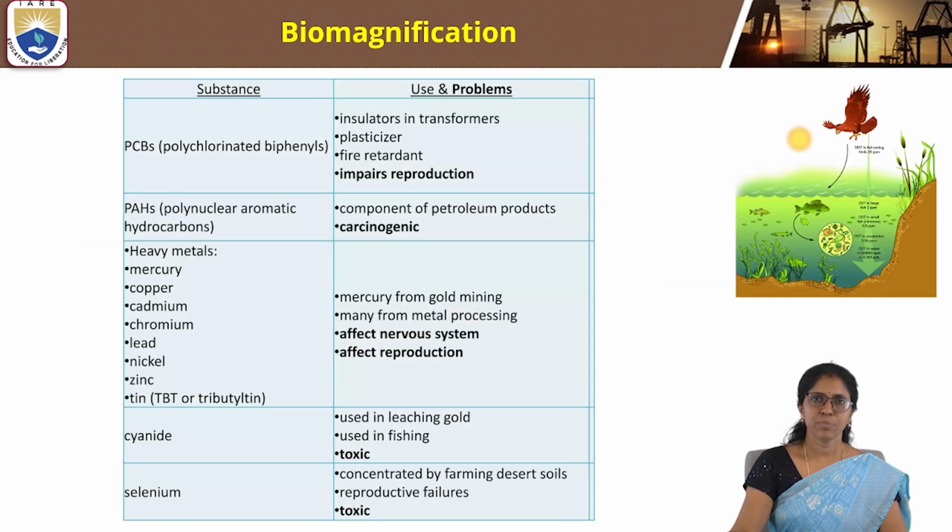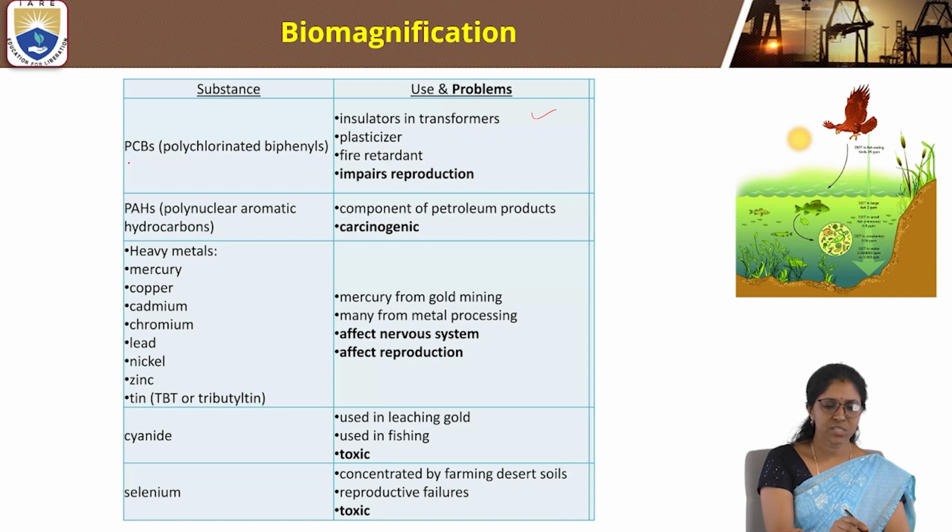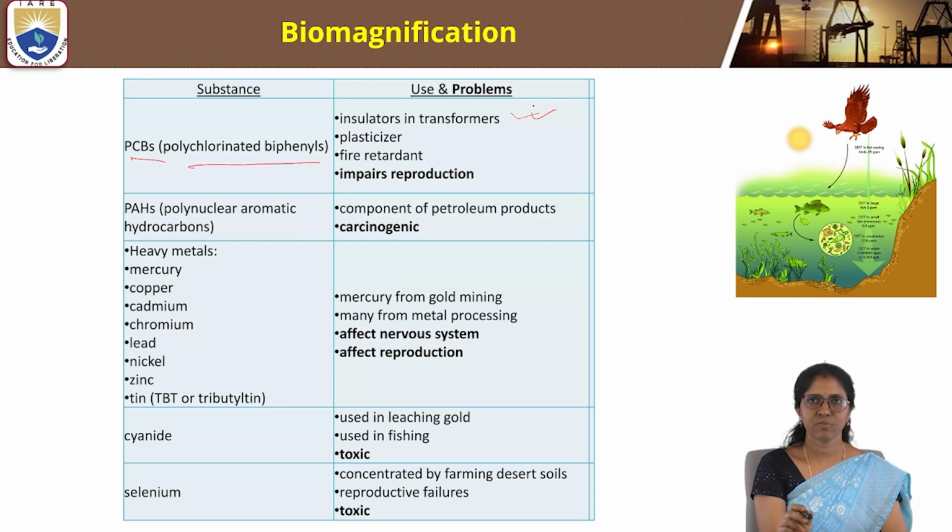These are some of the pollutants, their uses and problems. This table indicates some of the contaminants and what problems we can get from them. First one is PCBs, polychlorinated biphenyls. These are used as insulators in transformers, as plasticizers and fire retardants, and they impair reproduction.